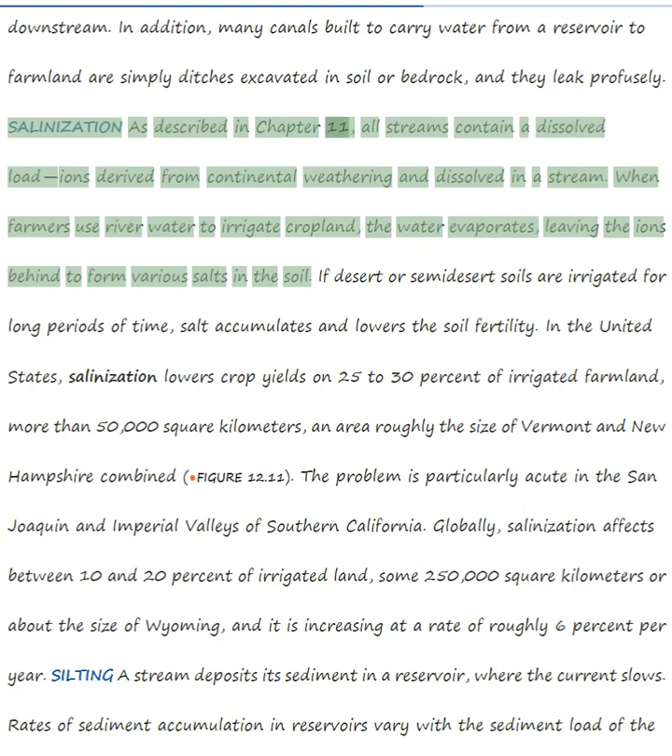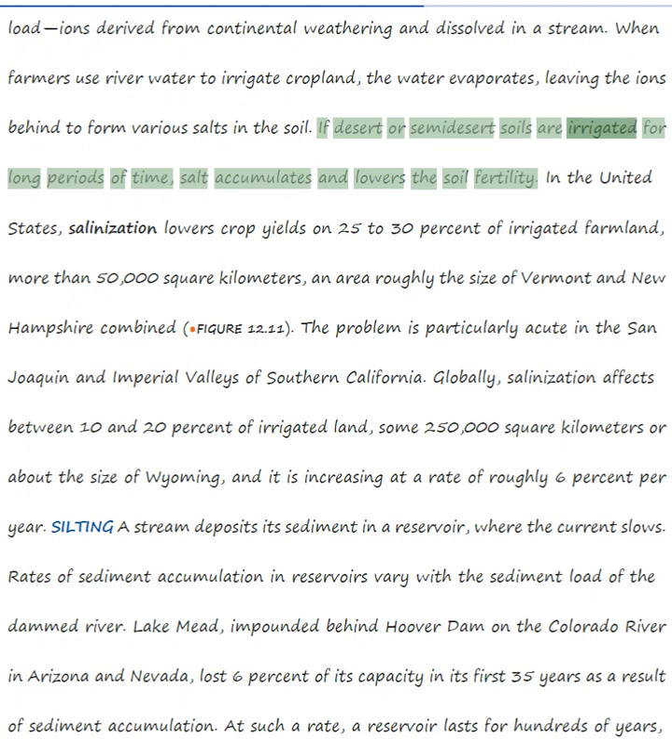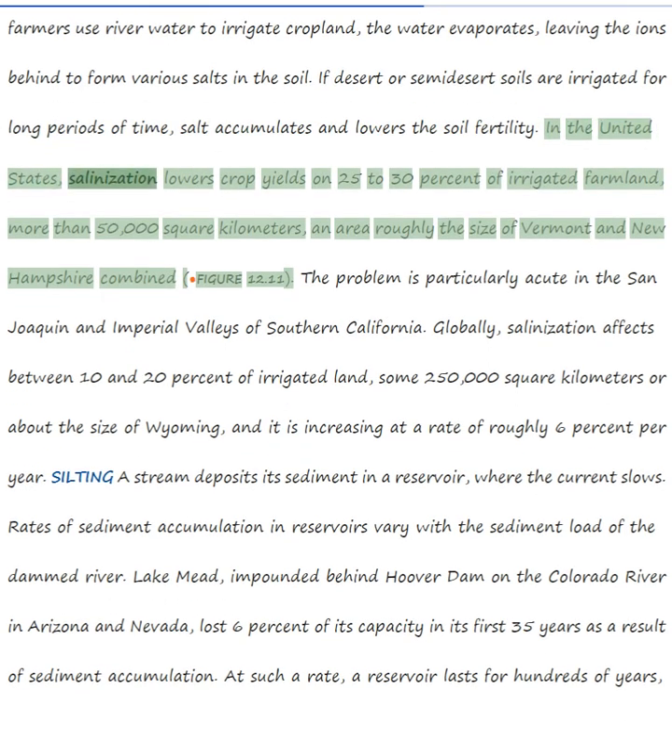Salinization. As described in Chapter 11, all streams contain a dissolved load, ions derived from continental weathering and dissolved in a stream. When farmers use river water to irrigate cropland, the water evaporates, leaving the ions behind to form various salts in the soil. If desert or semi-desert soils are irrigated for long periods of time, salt accumulates and lowers the soil fertility. In the United States, salinization lowers crop yields on 25 to 30% of irrigated farmland, more than 50,000 square kilometers, an area roughly the size of Vermont and New Hampshire combined.